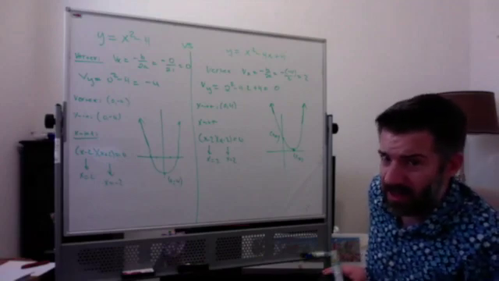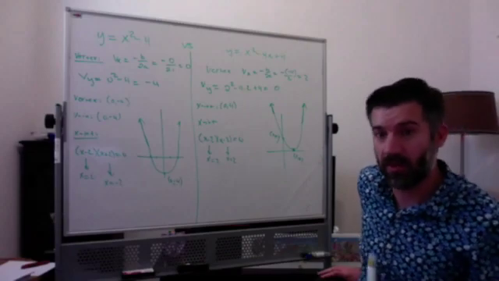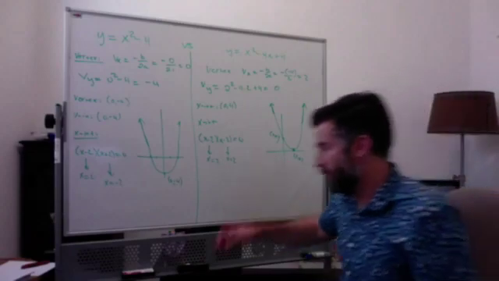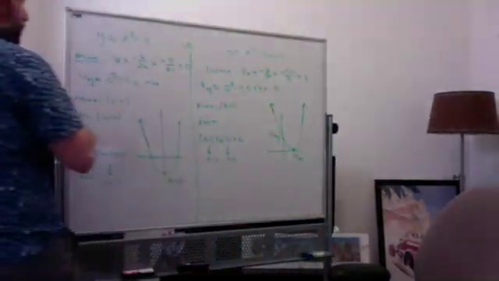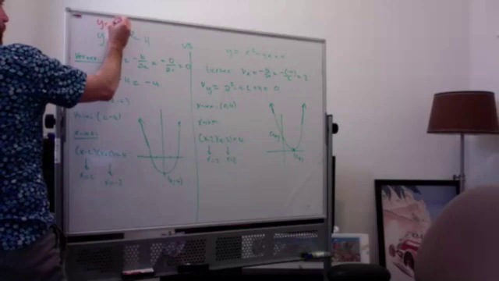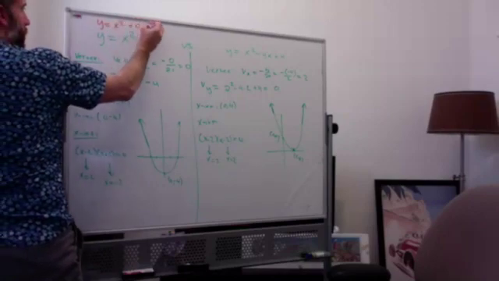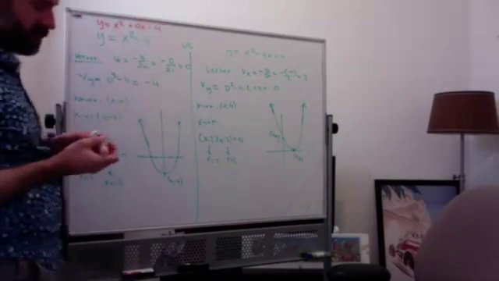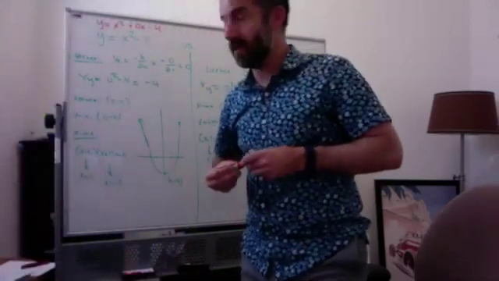my b value is 0, right? There is no x term. So there is a b value that is 0. You could write this if you wanted to. If you really want to, you could write this as x squared plus 0x minus 4 to really emphasize the fact that your b value is 0.